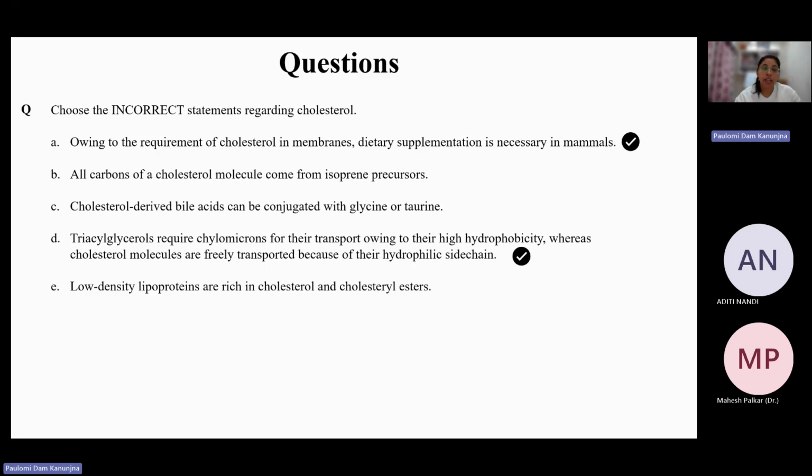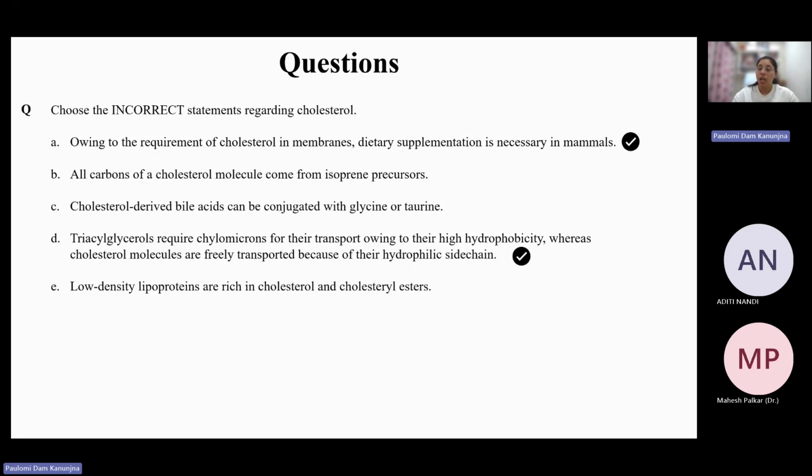So let me look into this. The first one says, owing to the requirement of cholesterol in membrane, dietary supplementation is necessary in mammals. This is the first thing that we discussed when I started today's session. I said that cholesterol is important, yes, but it's not required in the diet. It's not a thing that you should have in the diet.